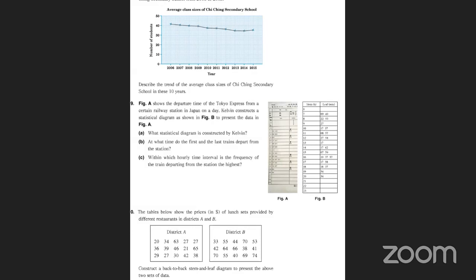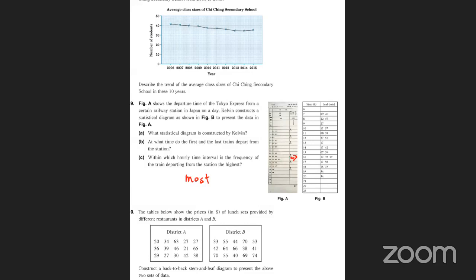Therefore in this case, within which hourly time interval is the frequency of the train departing from the station the highest? It means within that hour, the number of trains is the highest. Most trains. Which interval? Maybe you can just answer me. If you look at the table, from where can you find the most frequency? Should be here, right?